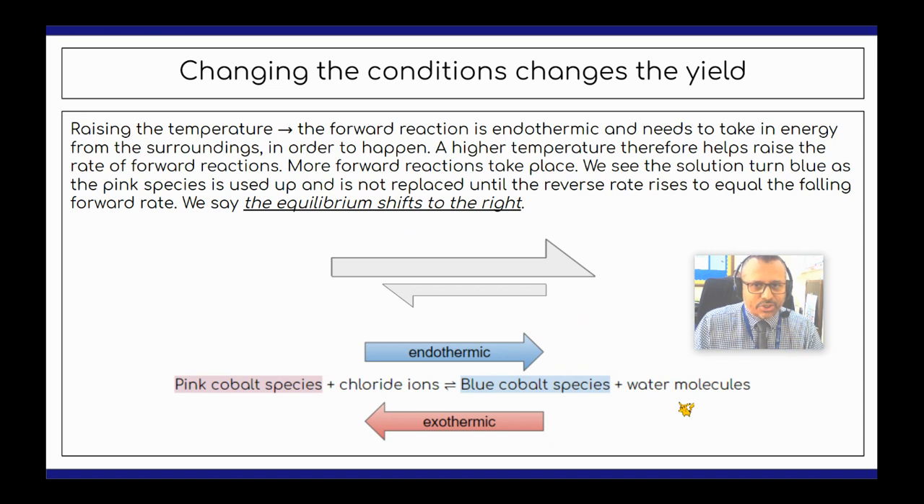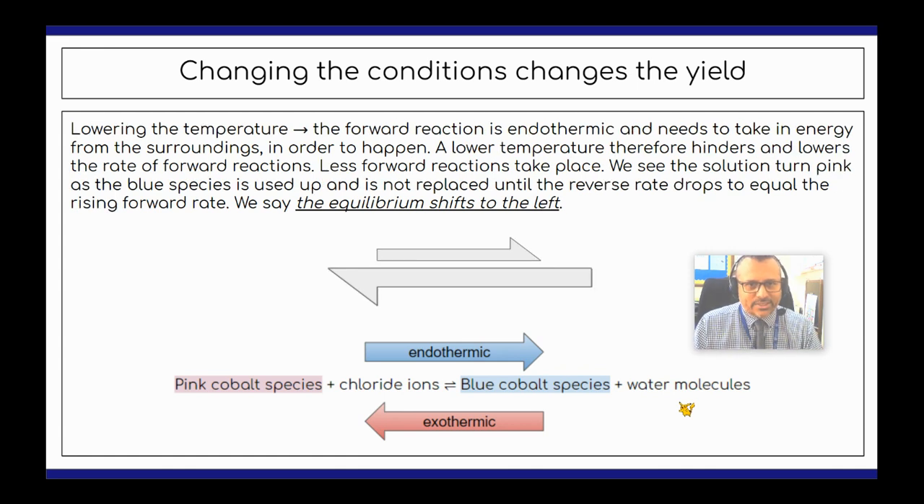If we raise the temperature, the forward reaction is endothermic, and that needs to take in energy from the surroundings in order to happen. A higher temperature, therefore, helps raise the rate of forward reactions. More forward reactions take place, and we see the solution turn blue as the pink species is used up and is not replaced until the reverse rate rises to equal the falling forward rate. We say that the equilibrium shifts to the right, and if we drop the temperature, exactly the opposite happens.